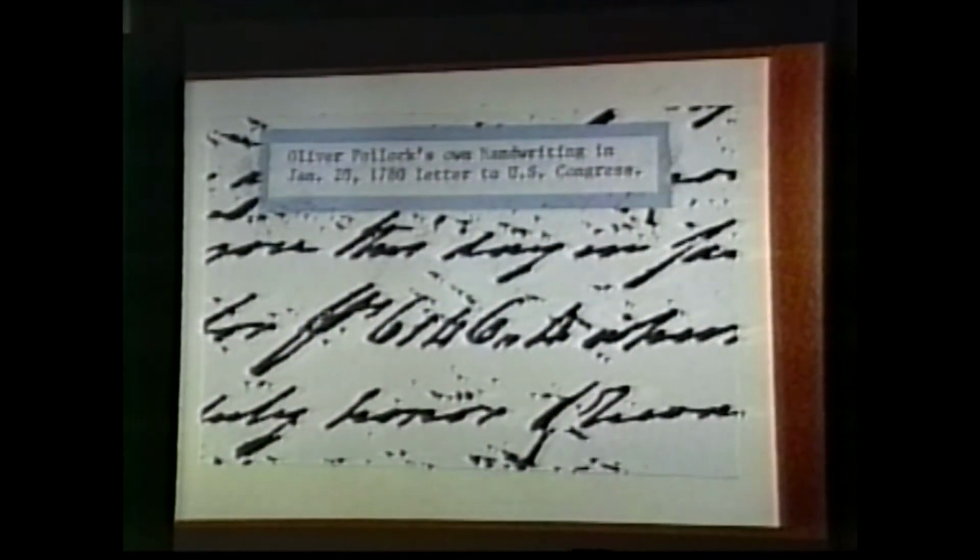Now we have a typical Oliver Pollock piece of 1780. This is in his handwriting, and you will notice that the 6146 is a large P with a wiggle, sort of an S at the right-hand top. So that was the way he really wrote it, and fortunately we've been able to find one of his letters in his own writing.